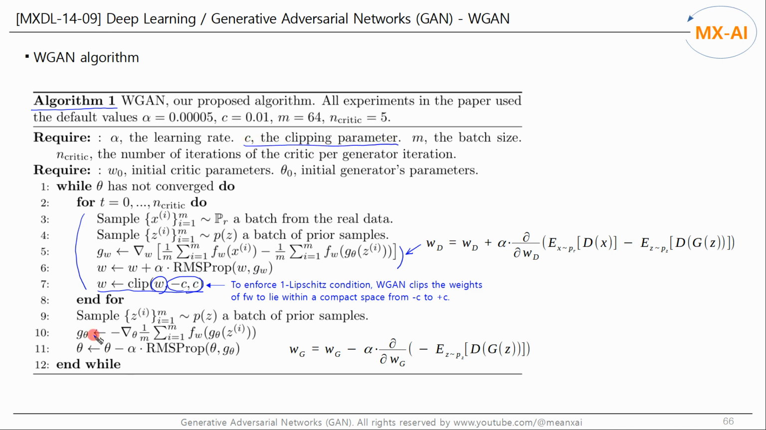Next, we update the generator once. We use this formula to update WG by gradient descent. Theta is WG. This process is repeated until WGAN converges.